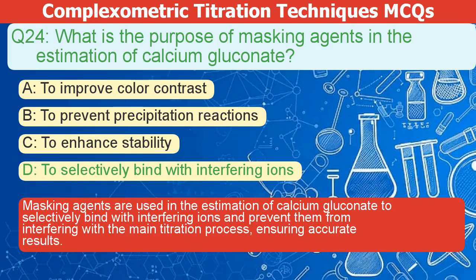The correct answer is D. Masking agents are used in the estimation of calcium gluconate to selectively bind with interfering ions and prevent them from interfering with the main titration process, ensuring accurate results.